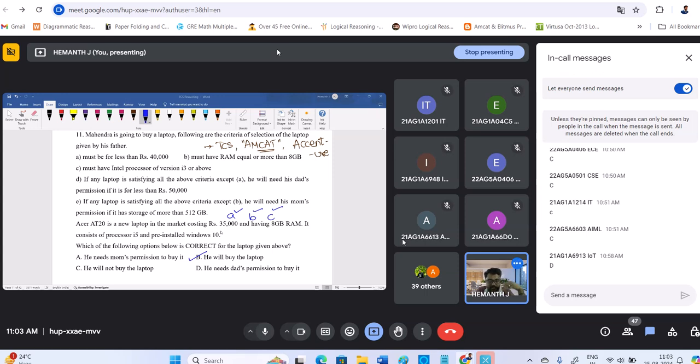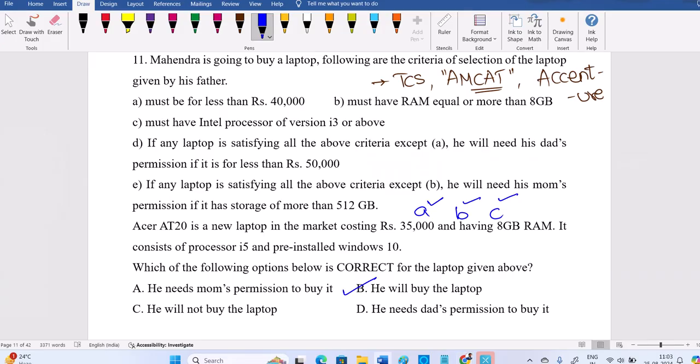If A is not satisfied or B is not satisfied, there is no exception for C. Among A and B, if any one of them is not satisfied, then he may go for mother's permission or dad's permission. Let us say C is not satisfied, then he will not buy the laptop, because for A and B at least there is an alternate: taking father's permission or mother's permission. If C is not satisfied, he will not buy the laptop. So here option B, he will buy the laptop. Hope it's clear for everyone.